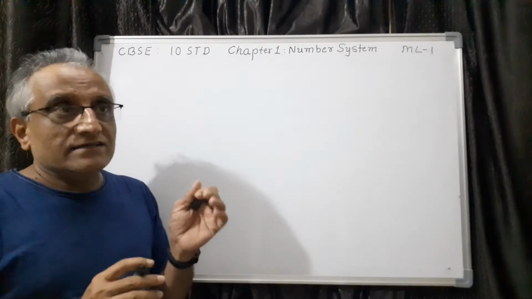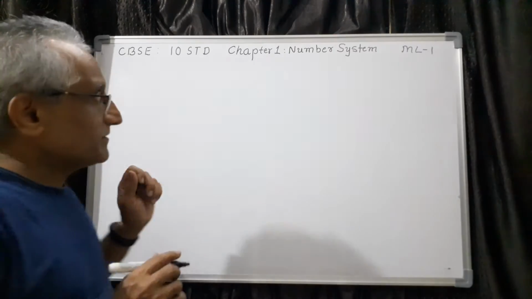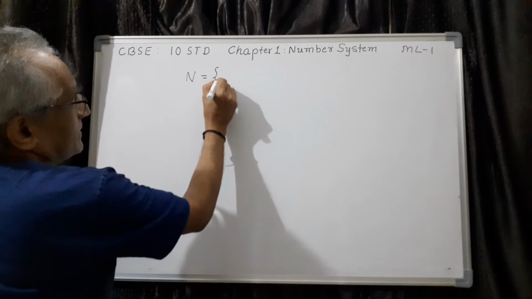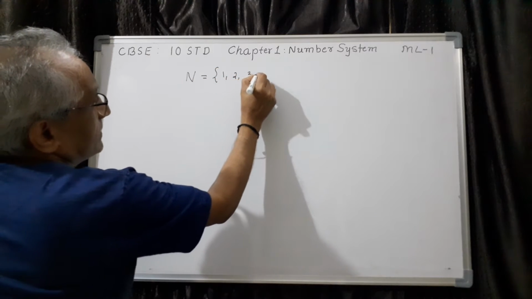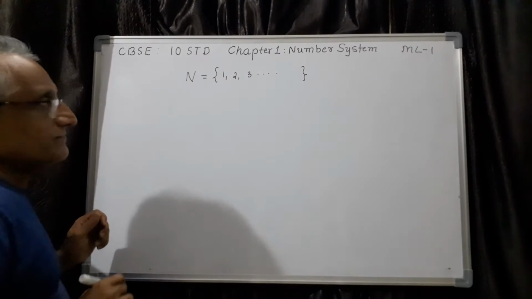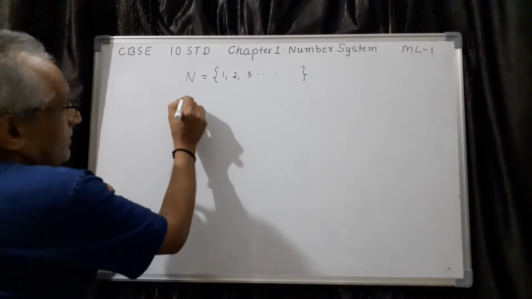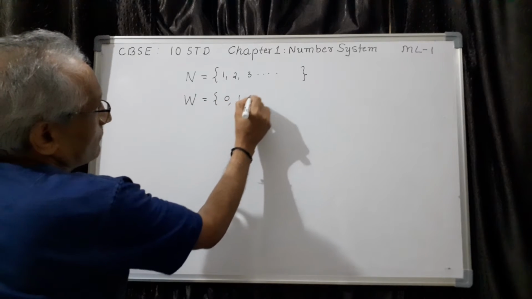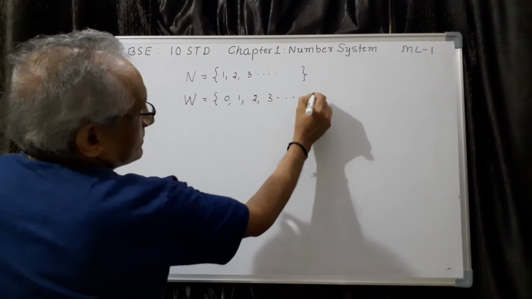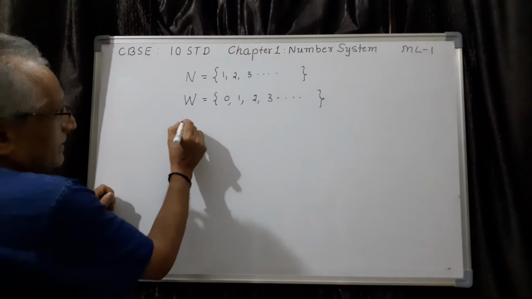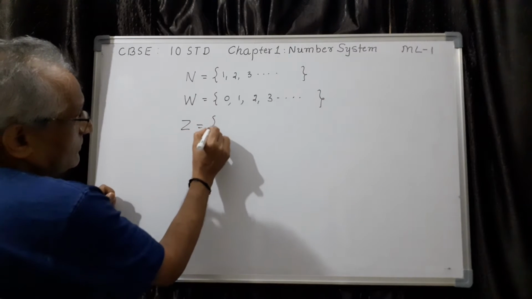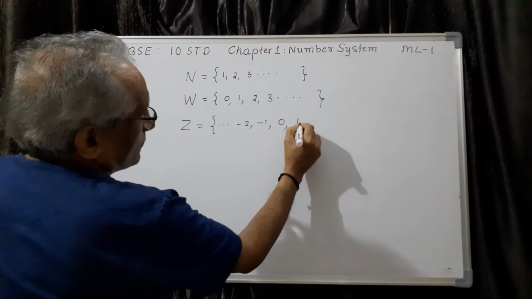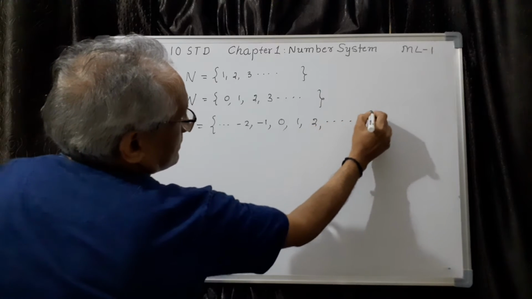In the ninth standard, you have studied the number system. Let me recall. N is the first set, that is 1, 2, 3, etc. This is the first set, natural numbers. Then what we did was, whole numbers means we have to include 0, then 1, 2, 3, etc. This is whole numbers. Then we extended this including the negative integers, -2, -1, 0, 1, 2, etc.